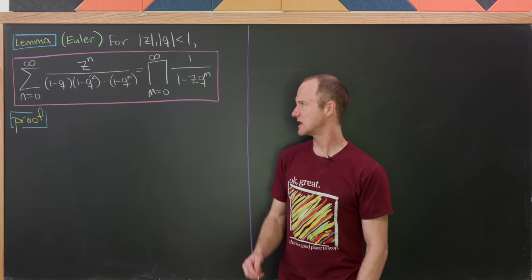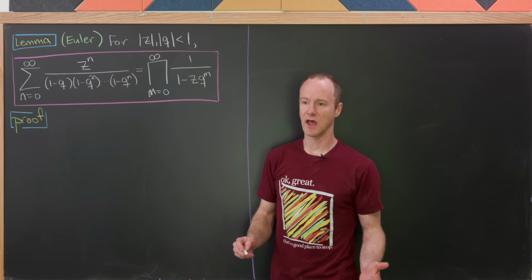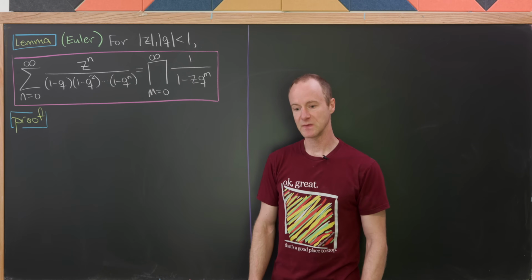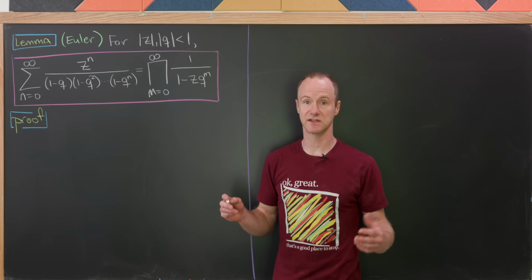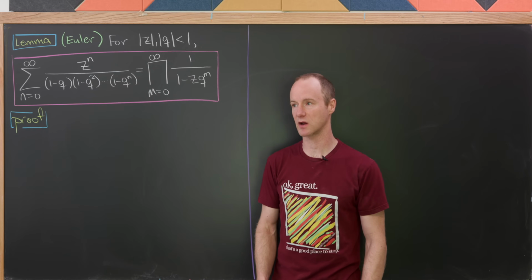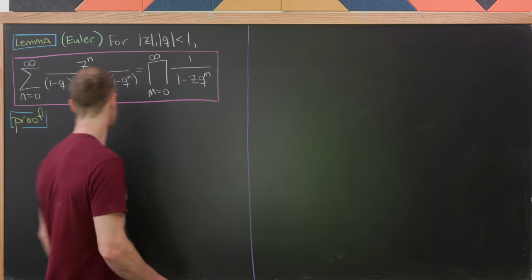So this is an example of a sum to product identity. And well, we're going to be looking at several of these. In fact, the whole goal of this is to prove the most famous, or one of the most famous of these sum to product identities, the Rogers-Ramanujan identity. Okay, so let's get to it.